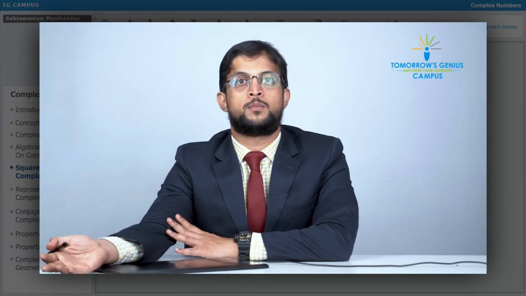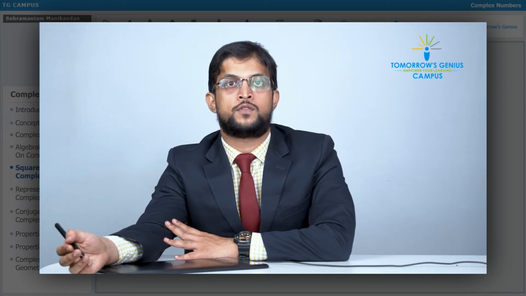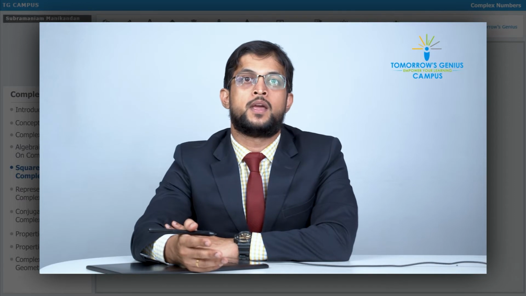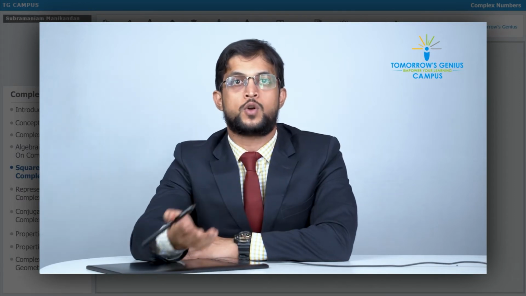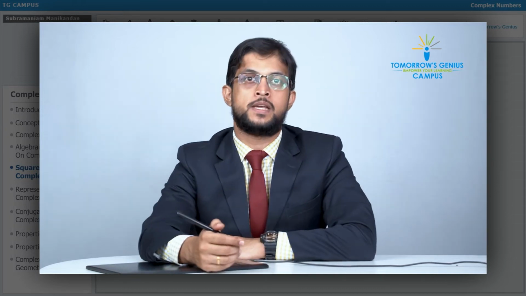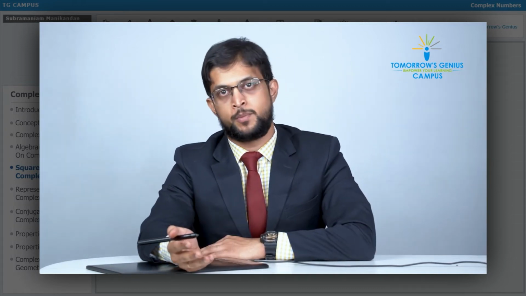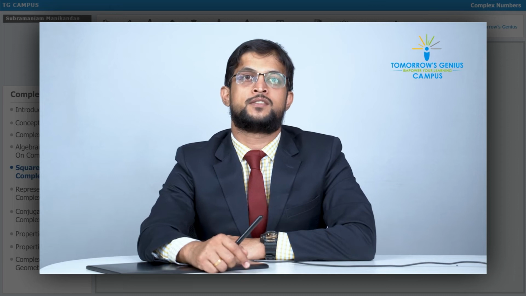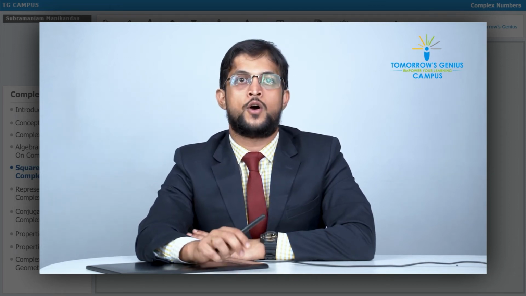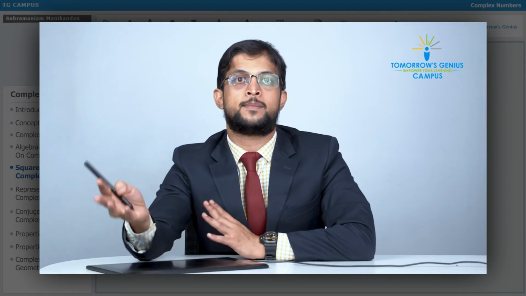Suppose we have a complex number a plus ib and we want to find the square root of the complex number. What does this mean? What do we mean when we are finding the square root of a complex number? Again, the geometrical meaning of this will be discussed later on. It does have a geometrical meaning as well, but speaking in terms of pure complex number algebra, how do we find the square root of a plus ib?